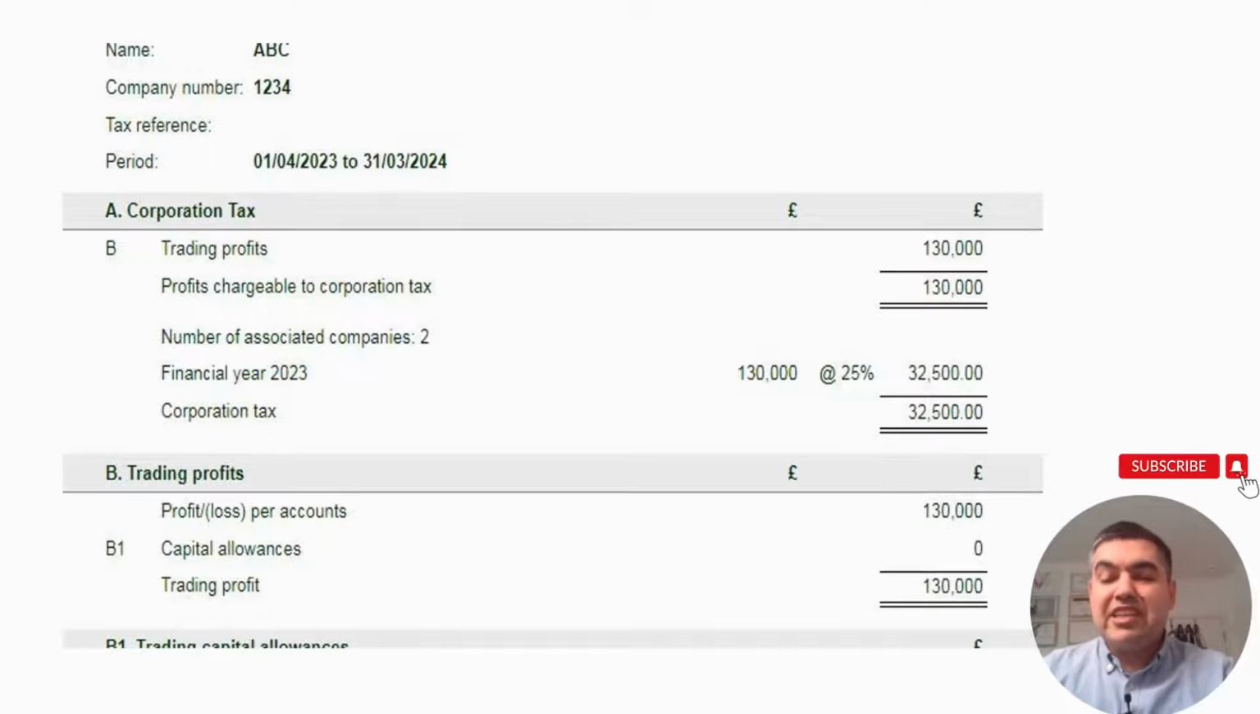Now, here is a trading profit of 130,000, which is also a taxable profit because there is no other income. There is no dividend, hence this is also an augmented profit. So the augmented profit is 130,000, which is between 50,000 and 250,000. So if you look at this one, there should be marginal relief available for this company.